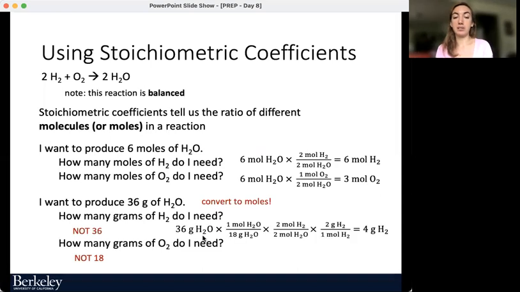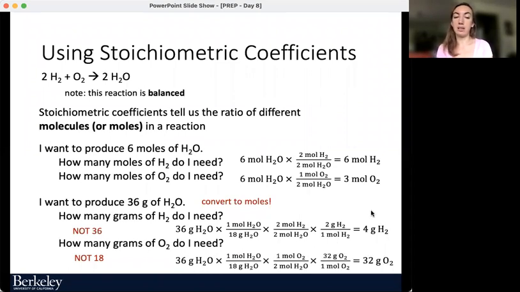What we need to do is take our 36 grams of H2O and convert it to moles of H2O using the molar mass. The molar mass of H2O is 18 grams per mole. Then we use our same stoichiometric coefficient conversion that we had up here. And then the molar mass of H2 is 2 grams per mole, so we get 4.